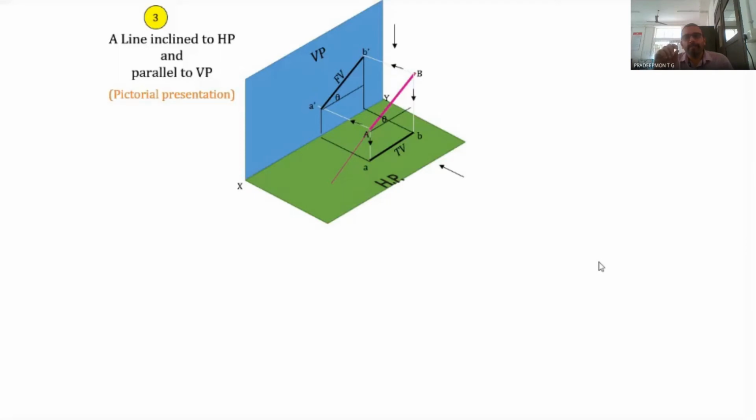But since it is parallel to VP, even if we extend it in any direction, it won't intersect with the VP. Since the line is inclined at an angle to HP, if we extend it to one of the sides, it can be either towards the left or towards the right. In this case, it is towards the left. If we extend the line towards the left, then it will intersect with the HP. And this particular point is known as the trace.